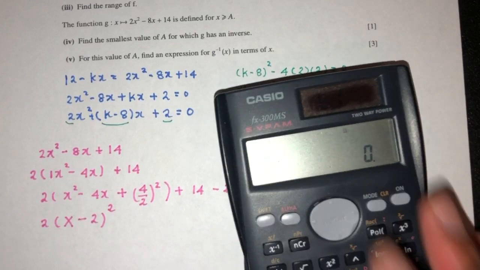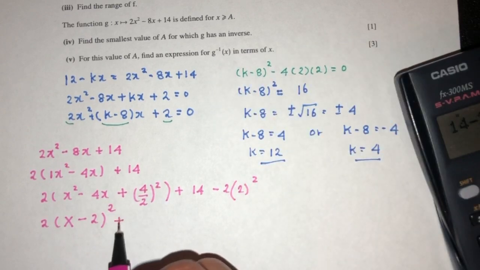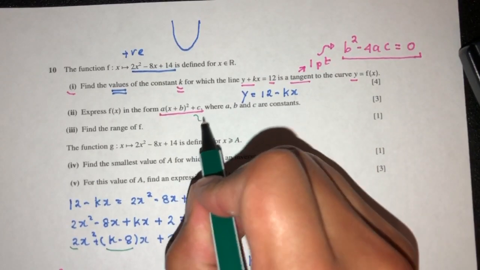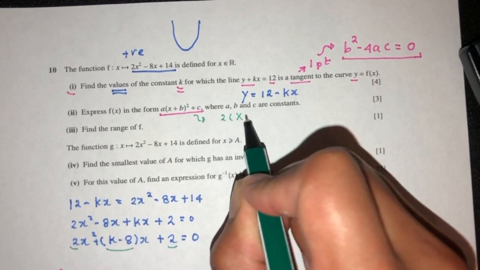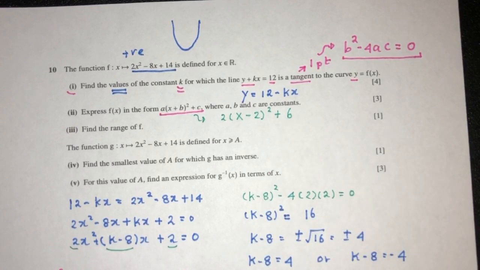Now we will have 14 minus 2 times 2 squared. That should be 6, plus 6. Okay, this in the form of this will give you this: 2 times (x minus 2) squared plus 6. That is part 2 of your equation.